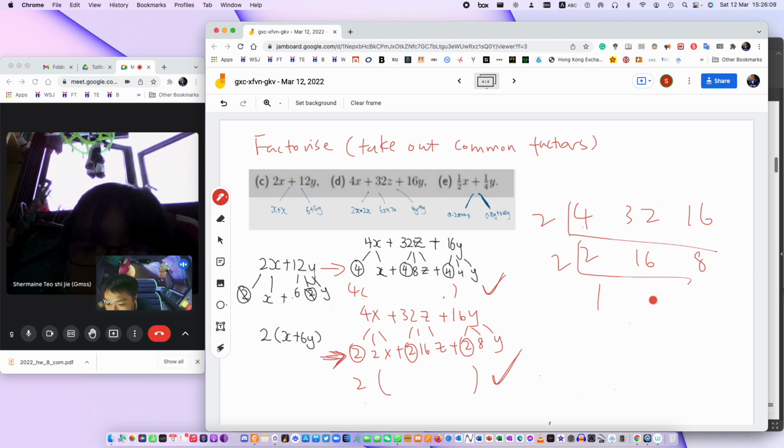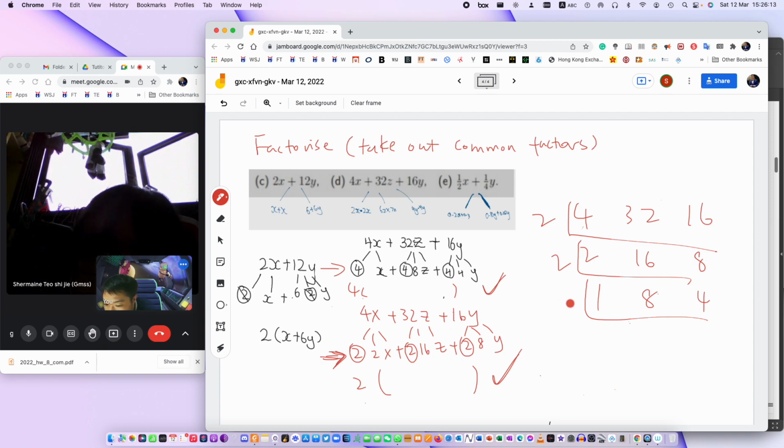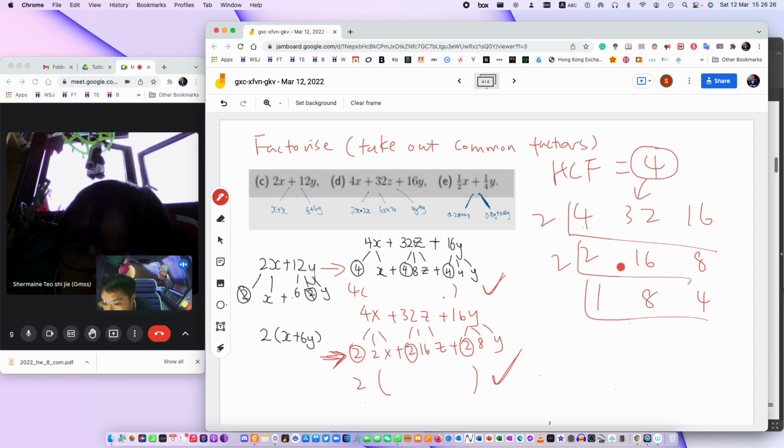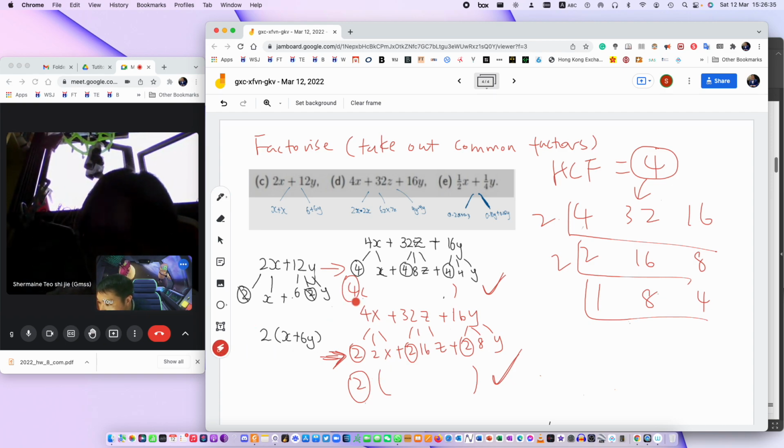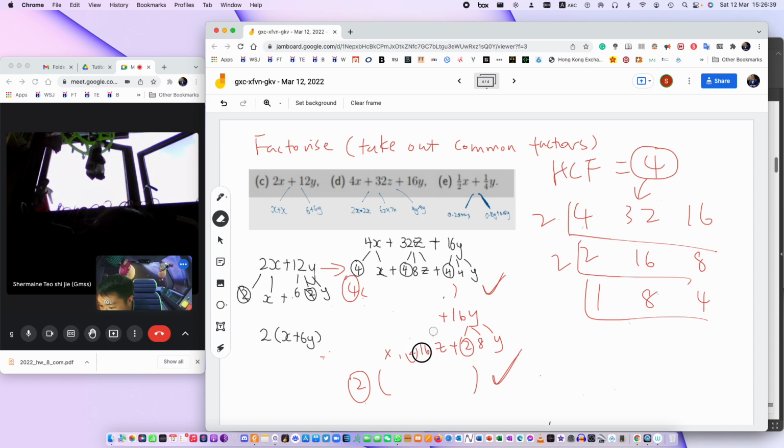Can, right? Is 1, is 8, and then 4, right? Can you put the 2 again? No. Cannot. So I stop. So basically the highest common factor is actually 4 for 3 of this. So the highest common factor is 4. Meaning the common factor, if you have the 4 and you have the 2, you take the 4, you don't take the 2.